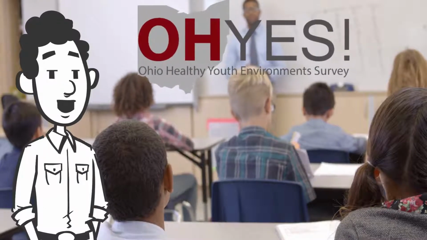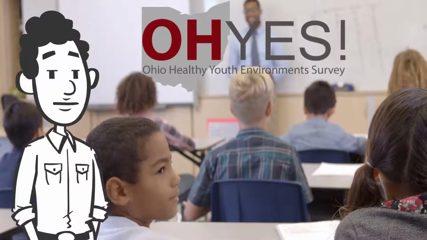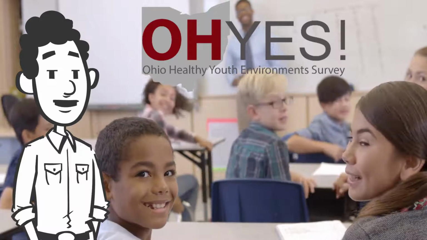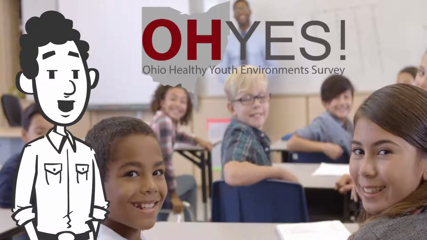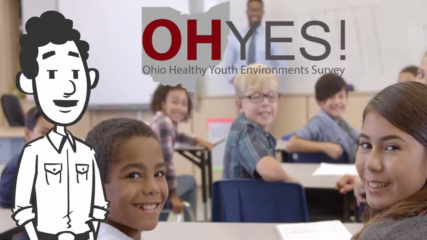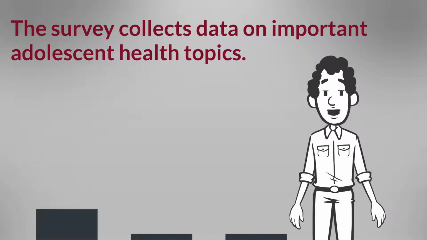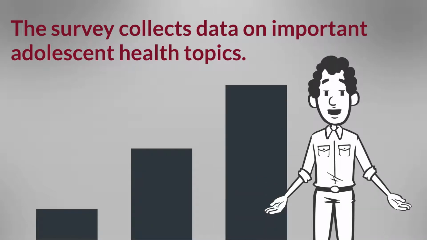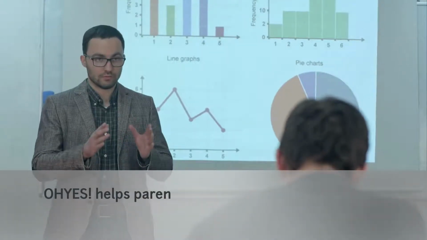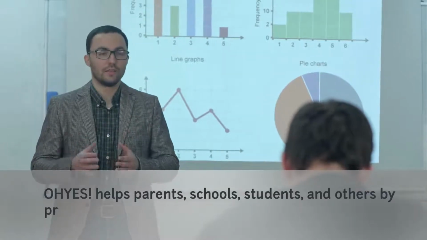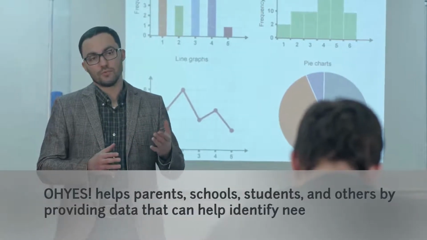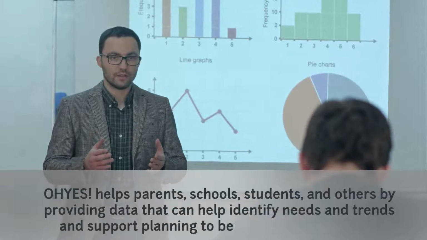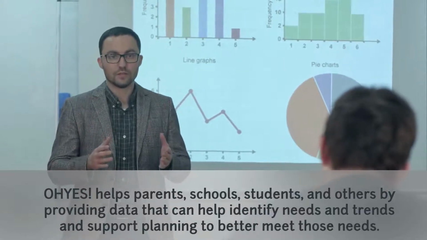OHYES, the Ohio Healthy Youth Environment Survey, is a voluntary anonymous online survey designed to collect data from Ohio students in grades 7 through 12. The survey collects data on important adolescent health topics. OHYES helps parents, schools, students, and others by providing data that can help identify needs and trends and support planning to better meet those needs.